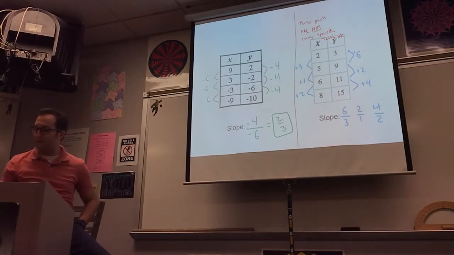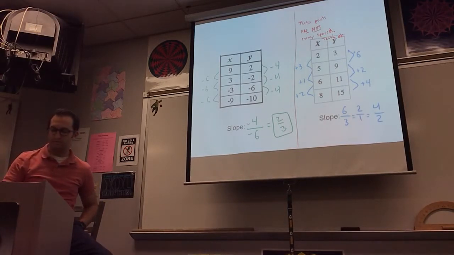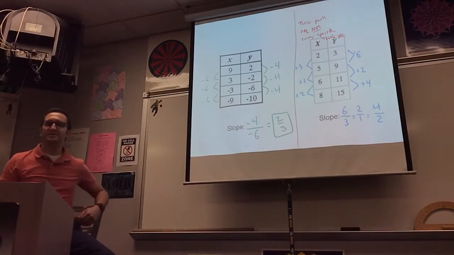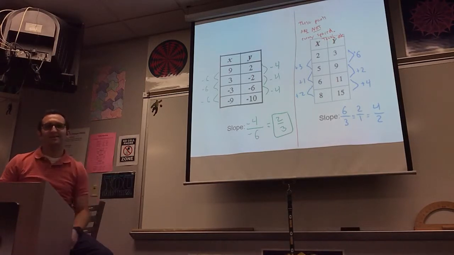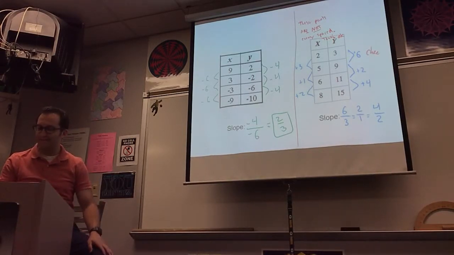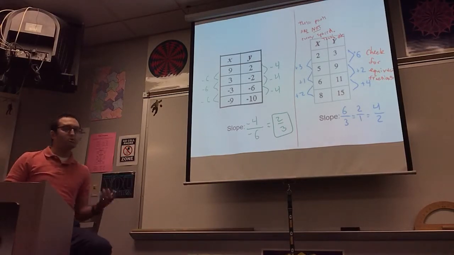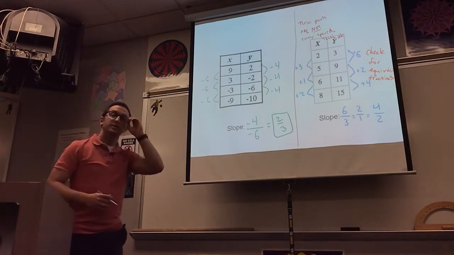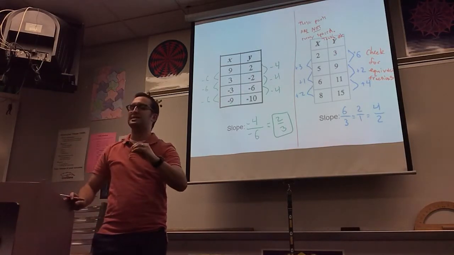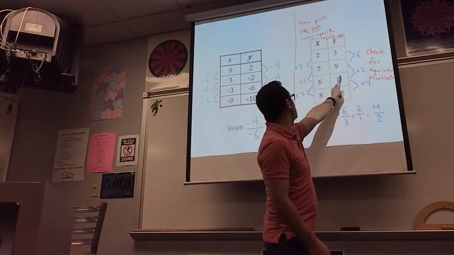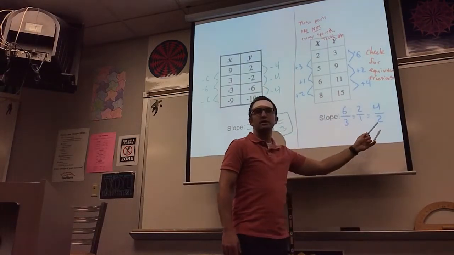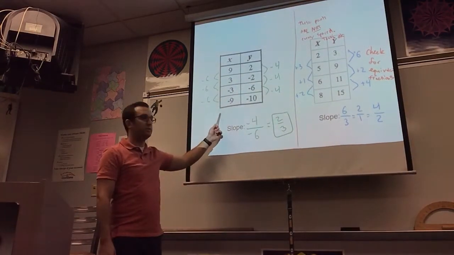If they all simplify to the same thing, what do we call those? Do you guys remember? Fractions that all simplify to the same thing, we call them equivalent. We want to check for equivalent fractions. And are these equivalent fractions? Yes. So the change in y over the change in x ends up being the same thing. 6 over 3 ended up being the same thing as 2 over 1, which ended up being the same thing as 4 over 2. So even though these are all consistent, it's okay.